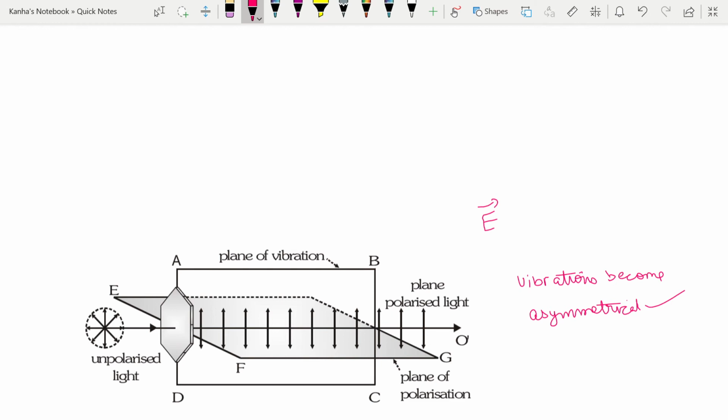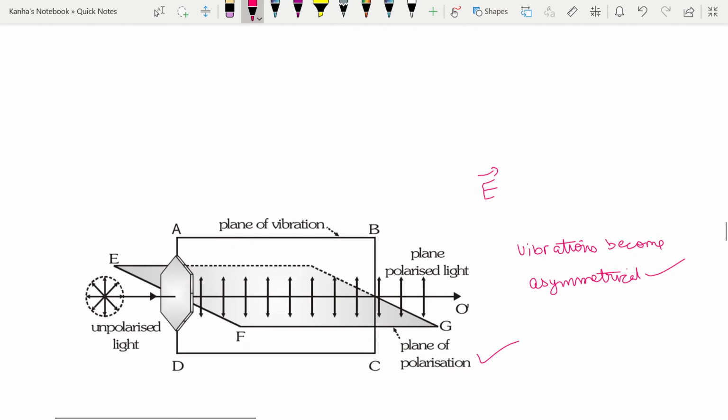We'll just talk about some basic terms that are used while talking about polarization. The first is the plane of vibration and the plane of polarization. The plane in which the vibrations of the light vector and the direction of propagation lie is known as the plane of vibration. A plane normal to the plane of vibration, in which no vibration takes place, is known as the plane of polarization. I've shown the plane of polarization here, and this ABCD is your plane of vibration. Note that your direction of propagation is common to both planes.